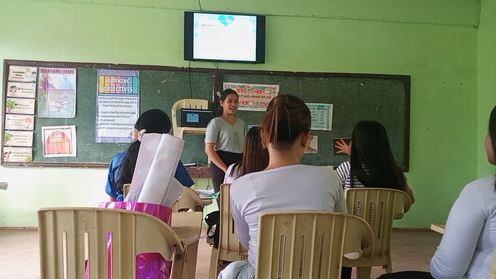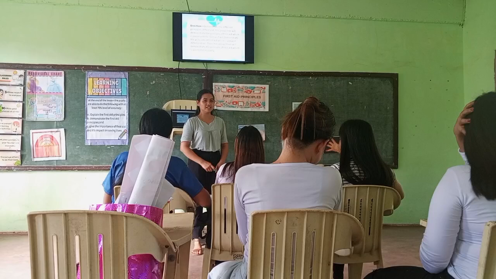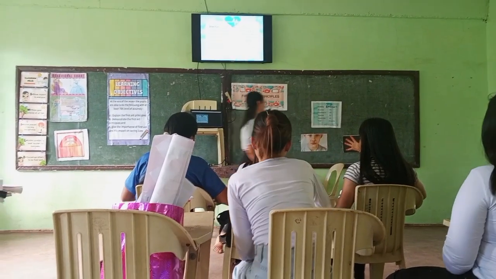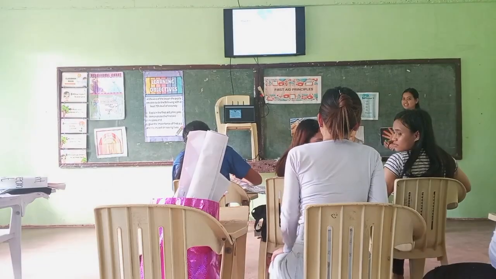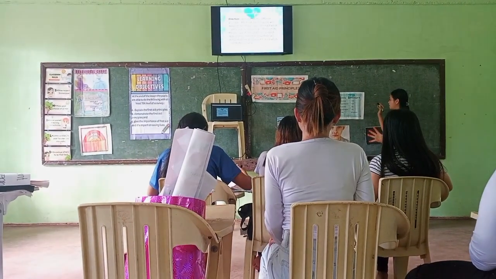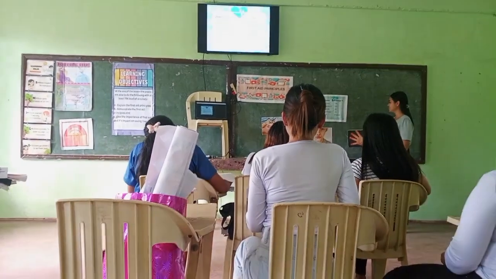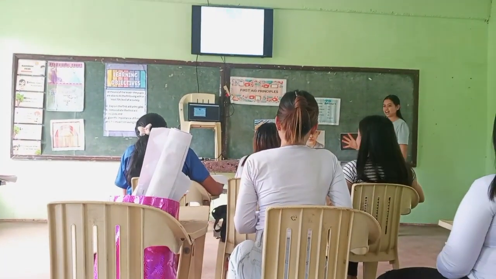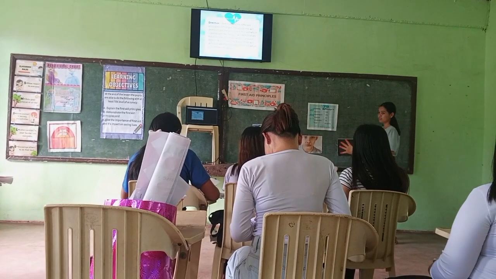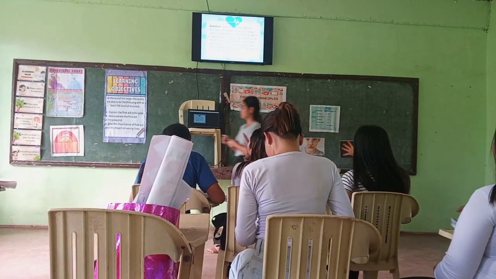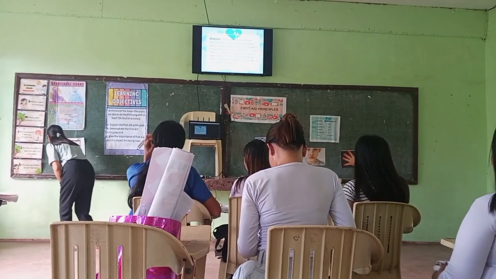Since you are already done presenting your activities, now let's grade them. For group 1, for their accuracy, I will give them 10 points. And also for their presentation, 10 points. And for their creativity, I will give also 5 points. And with a total of 30 points. So group 1 will get 30 points.